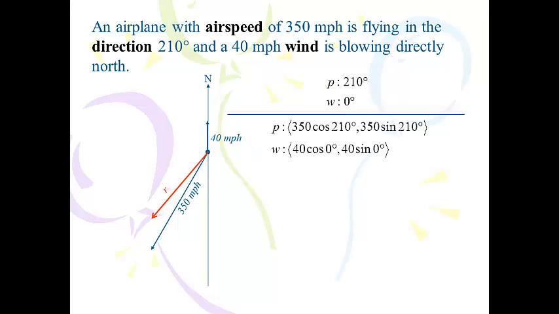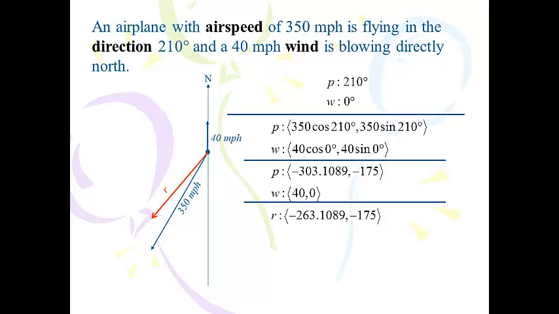So we need to find the horizontal and vertical component of the plane. So we do 350 times cosine 210 degrees, 350 times sine of 210 degrees, and we have to find the horizontal and vertical component of the wind, so we do 40 times cosine 0 degrees, 40 times sine 0 degrees. So you pull out your calculators, you take 350 times cosine 210 degrees, you get negative 303.1, 350 times sine 210 degrees is negative 175. The cosine of 0 is 1, so 40 times 1 is 40. And the sine of 0 is 0, so 40 times 0 is 0.